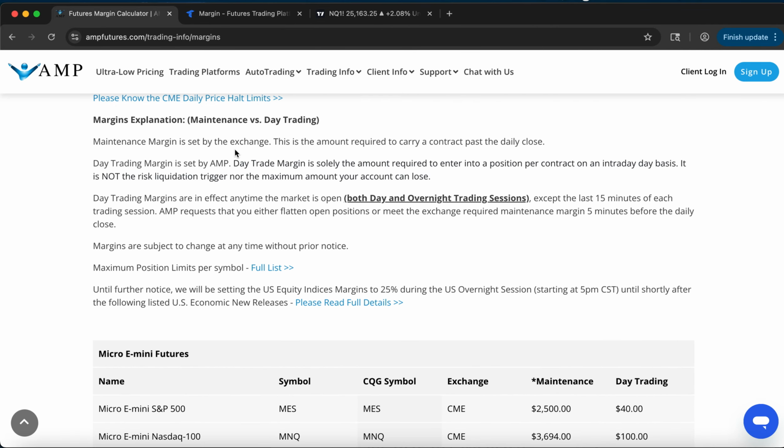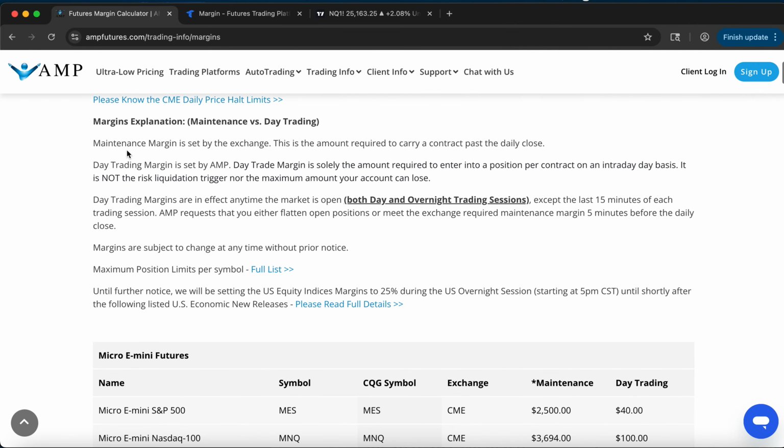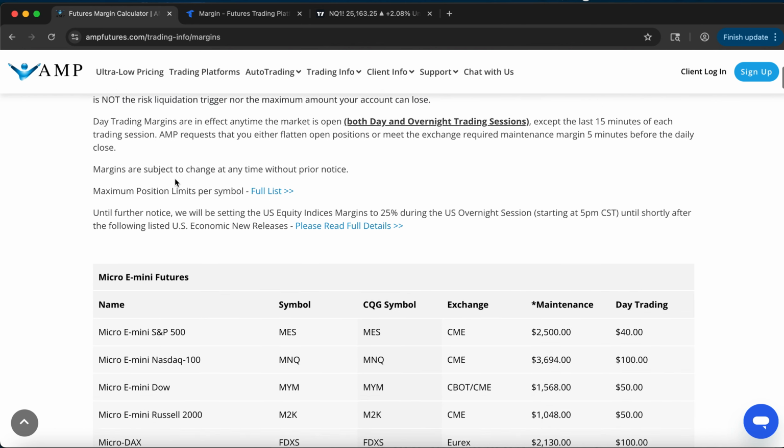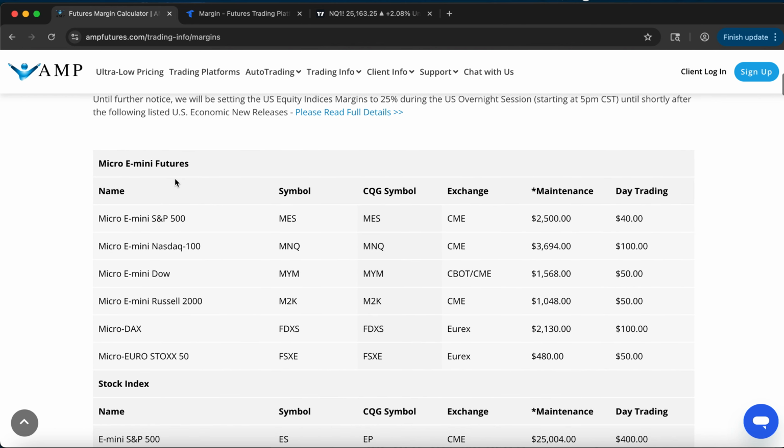So you have day trading margin, and then you have maintenance margin. Maintenance margin is what you need to swing trade, to carry a trade into the next session or the next day after the 5 p.m. close. So, for example, I'm on AMP.